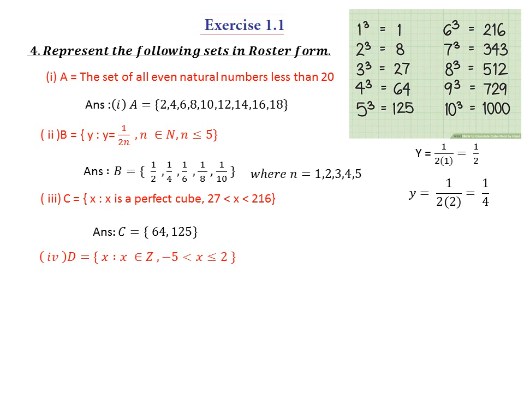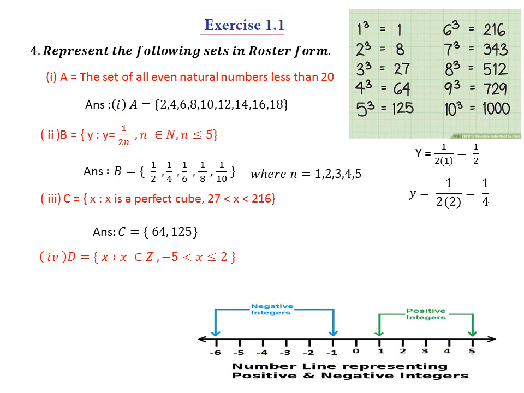So please understand this symbol. This is very very important. If you are missing one element also, it's wrong. So in this number line, minus 5 you should not take. So minus 4, minus 3, minus 2, minus 1, 0, 1 and 2. These are the elements of the given set D. Next problem.